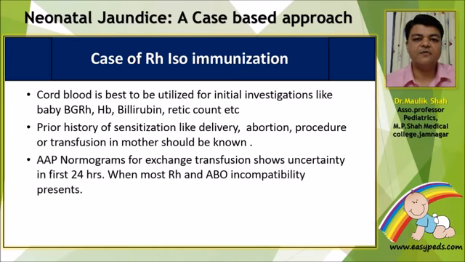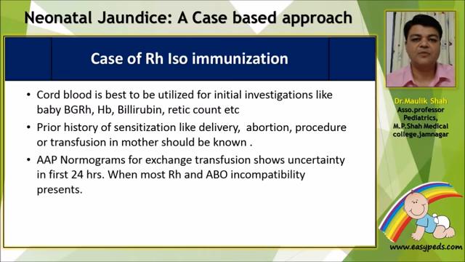Cord blood is often not utilized and the baby is pricked again and again. So rather than pricking the baby for a sample, we should take the cord blood sample and utilize it for various investigations like cord blood hemoglobin, baby blood grouping, bilirubin or retic count of that particular cord blood. Prior history of sensitization, like delivery, abortion, procedure or a mismatched transfusion in the mother, should be known.